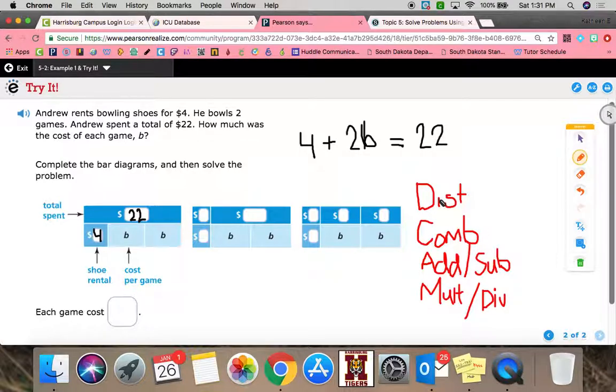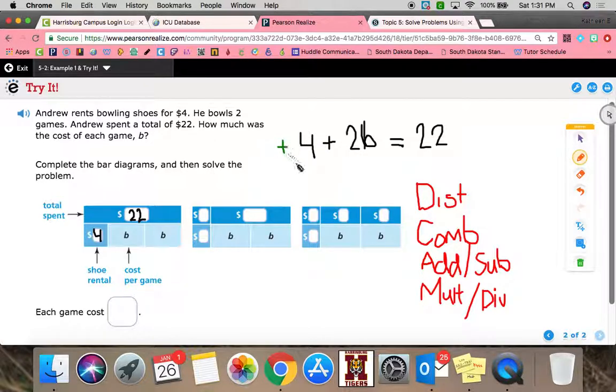So first thing we would do is distribute. Well, there's nothing to distribute. Combine like terms, well, we already did that, right? It was 1b plus 1b, and that's 2b. So now we have to add or subtract, and we choose the one that is the opposite of what's happening in the equation already. So this is a positive 4 because it's not a negative.